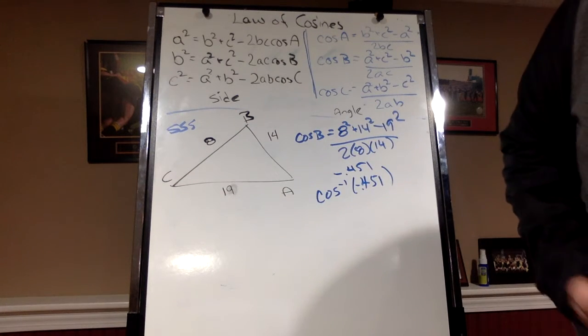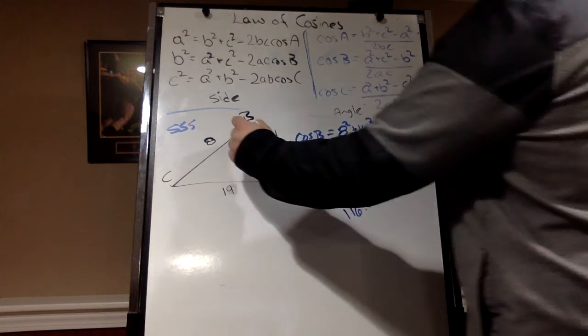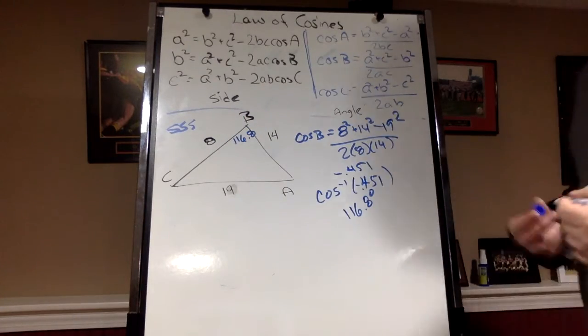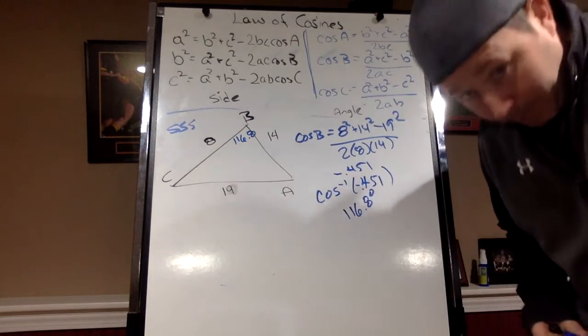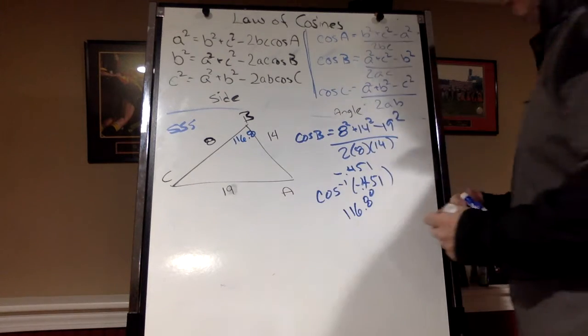And that gives us 116.8 degrees. So that's up here, 116.8. From there, I could do law of cosines again, but that'd be crazy. Why do that when I can jump to my favorite and do law of sines?